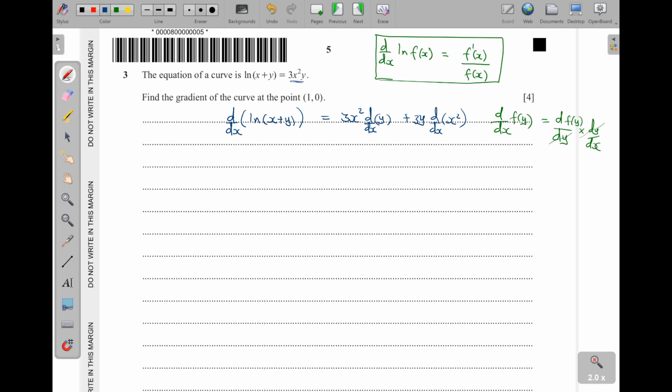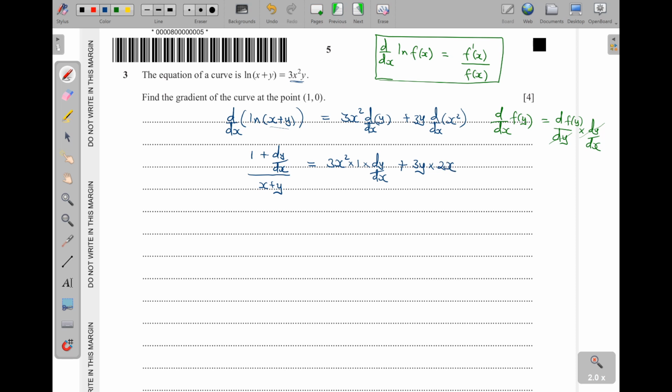So we come to this. Inside here, we are going to differentiate x. It will give us a 1. When we differentiate y with respect to x, it will give us 1, then times dy/dx. So we shall just put here dy/dx, and then we divide by the function inside the natural log, which is x plus y. This is equal to, on the other side, 3x squared. When you differentiate y with respect to x, you first differentiate y with respect to y, which is 1, then times dy/dx. You see? And then plus 3y, then times 2x.